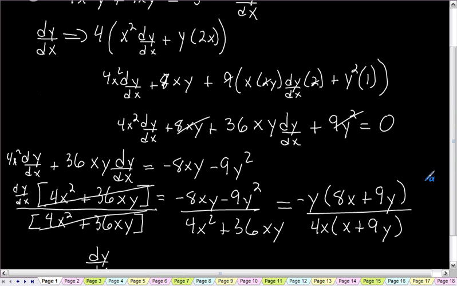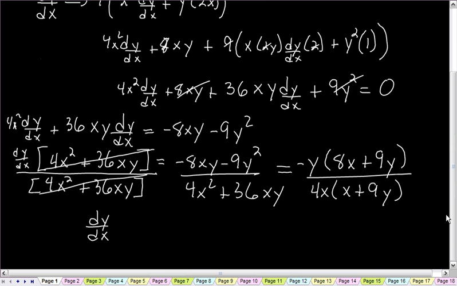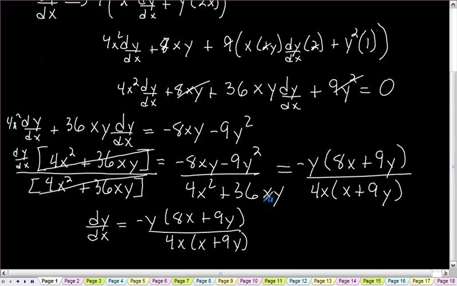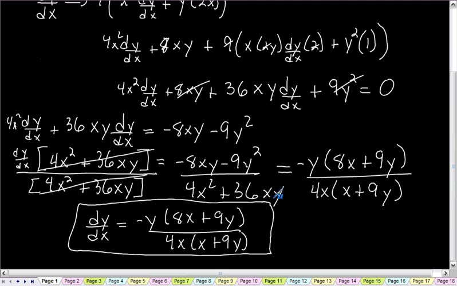No, that's right, okay. So that's as far as I can go. Negative y, 8x plus 9y, all over x over s plus 9. That's my final. I don't see any other thing I can do to minimize that.